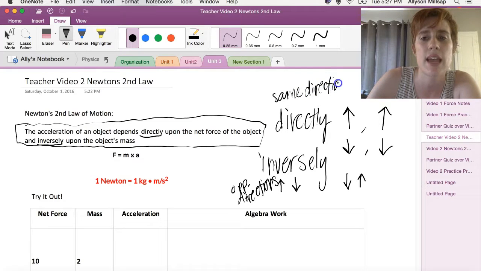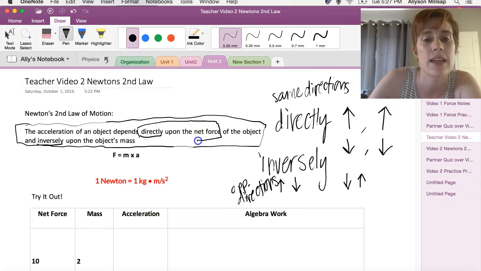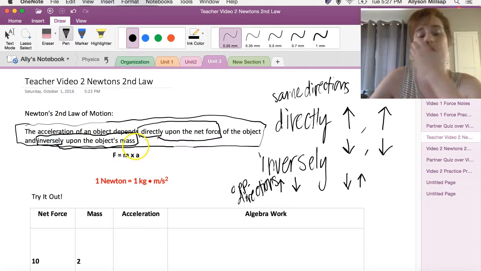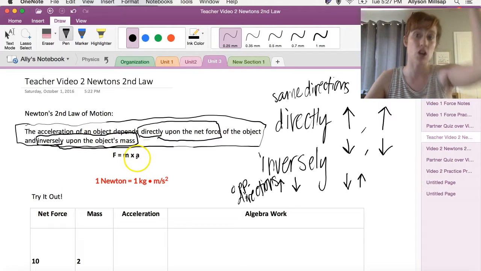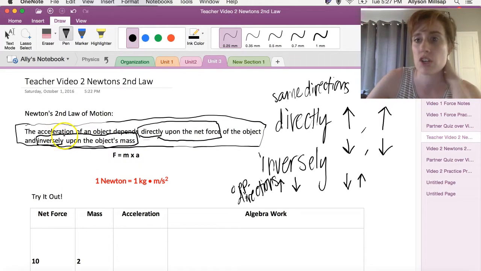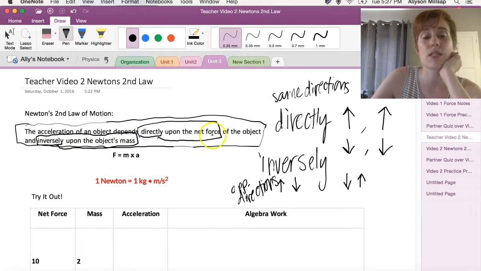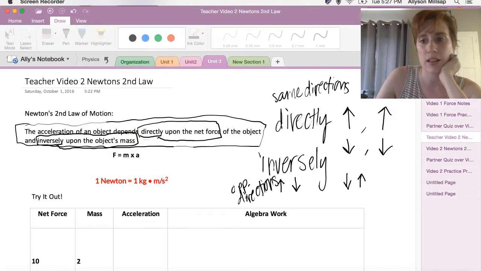So what this is saying is that acceleration will always go the same direction as the net force, and acceleration will always go the opposite direction as the object's mass. So for example, if the mass of the object gets bigger, acceleration is going to go the opposite direction. Acceleration will get smaller. And when your net force is bigger, your acceleration gets bigger. So let's prove that mathematically.